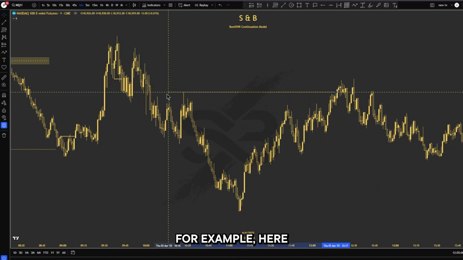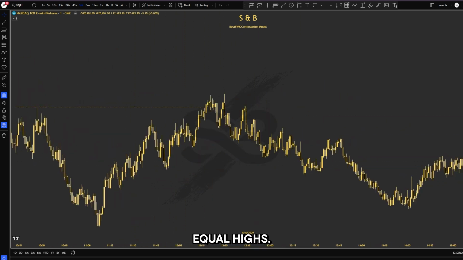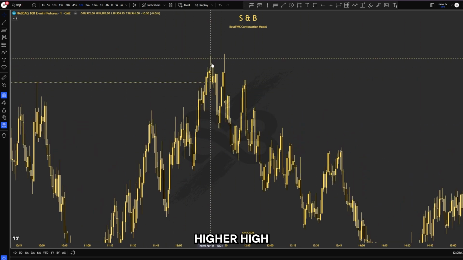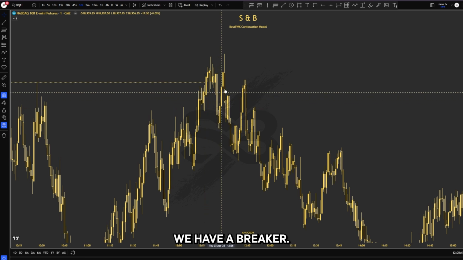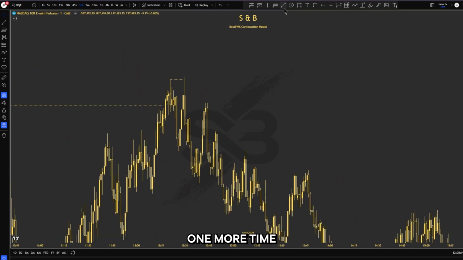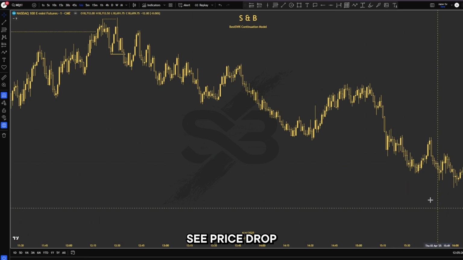For example, here we have relatively equal highs. We then run those highs. We have a swing high, swing low, higher high, lower low. We have a breaker. Now this breaker fails, right? We then run it one more time and we have a new breaker. And this breaker holds and we can see price drop after that.